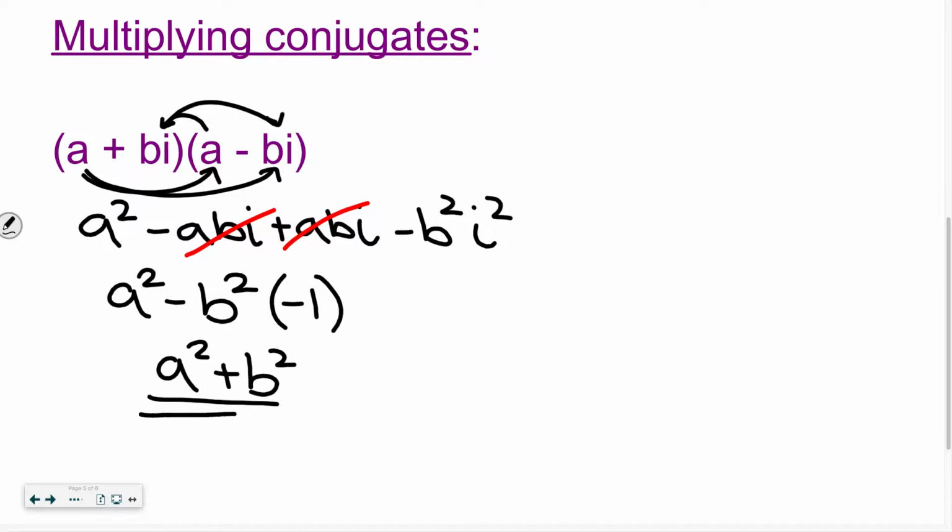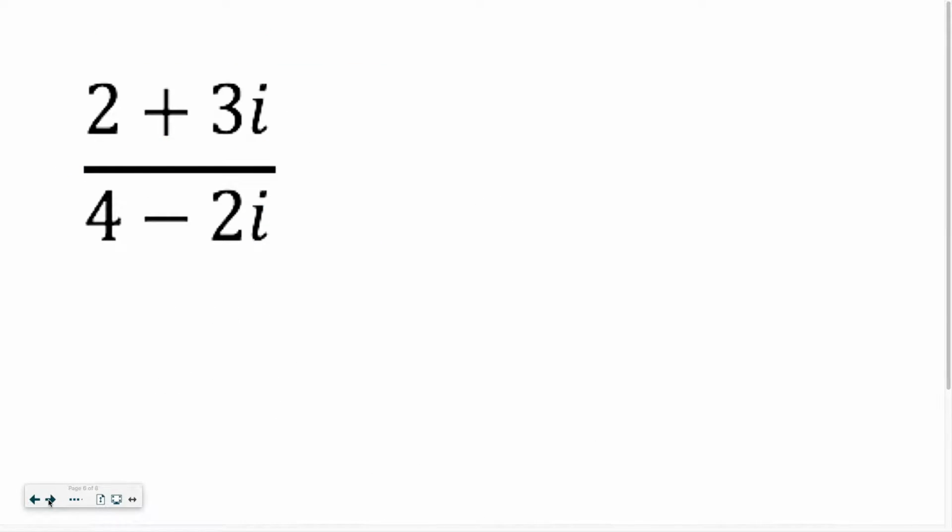So every single time you multiply complex conjugates, it does not matter what the numbers are, it's a squared plus b squared. If you want to use that when you're doing division of complex numbers, I'm fine with that. Notice that there's no i in that, so you're going to have a real number in your denominator now. Let's do an example of division, and then we'll talk about cycles of i.